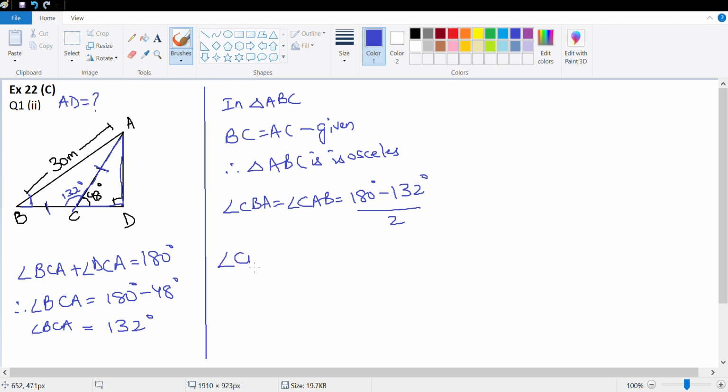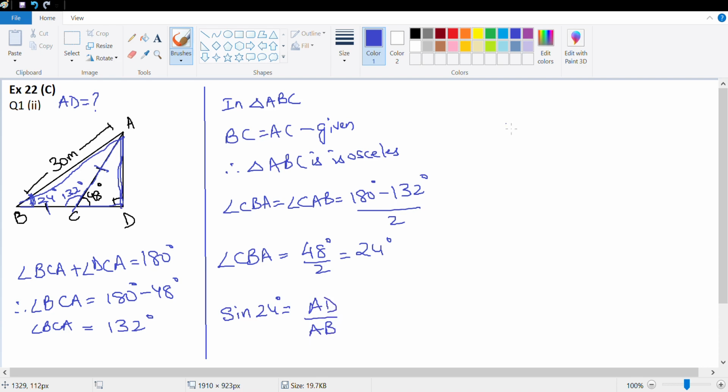Therefore, angle CBA is equal to 180 minus 132, that's 48 degree, upon 2, which is equal to 24 degree. So this angle is 24 degree. Now I have the value of the hypotenuse, and with reference to angle 24, this is the opposite or the perpendicular. So we'll use sine. So sine 24 degree would be equal to AD upon AB.